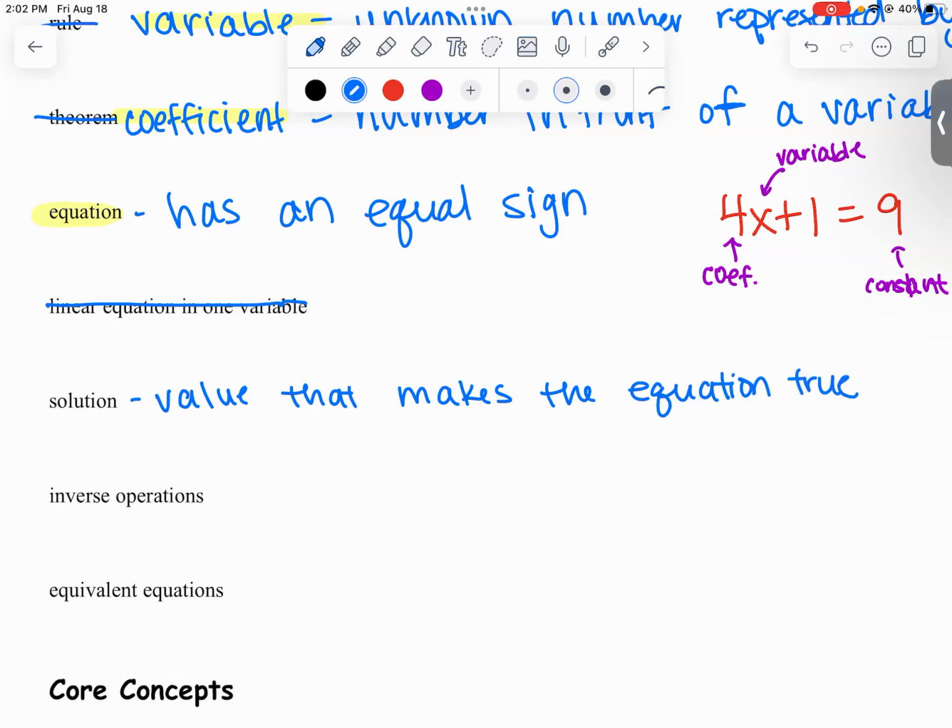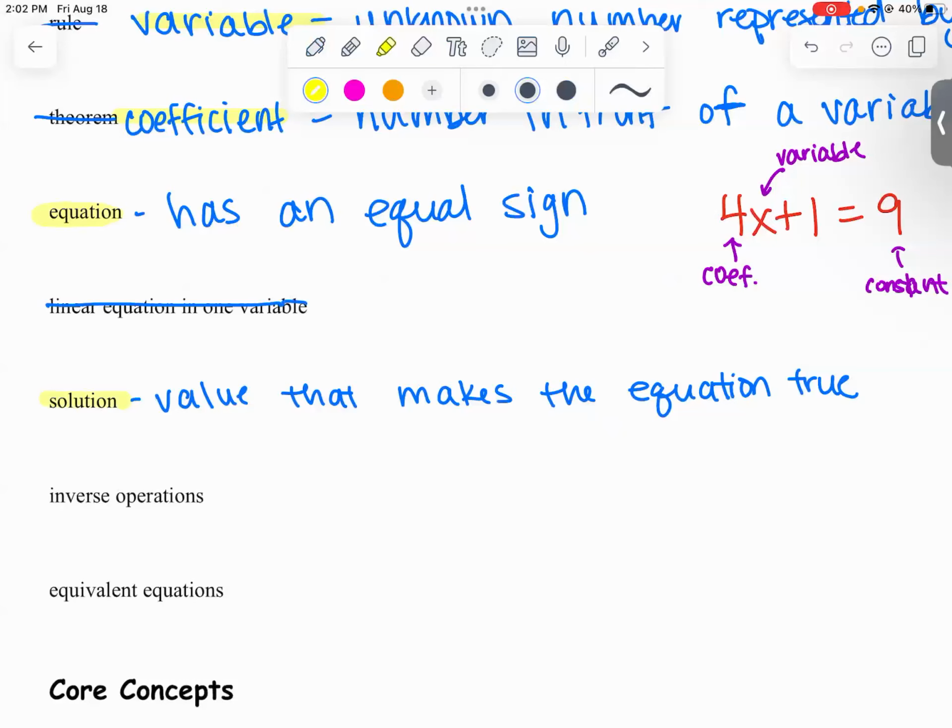We'll even get into some equations that don't have a solution. There isn't a number that makes it true. I know, that's crazy, right? But when I ask you to find the solution, I'm asking you to find an answer. What number makes this equation true? And I'm going to teach you some strategies to where it's not a guess and check. We're going to be strategic about it.